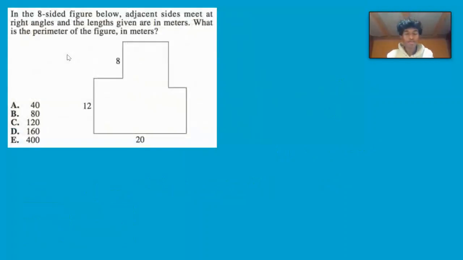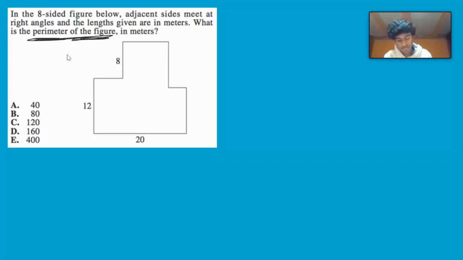All right, now you guys try this question. All right, so in this eight-sided figure below, adjacent sides meet at right angles and lengths are given in meters. So what is the perimeter of the figure?